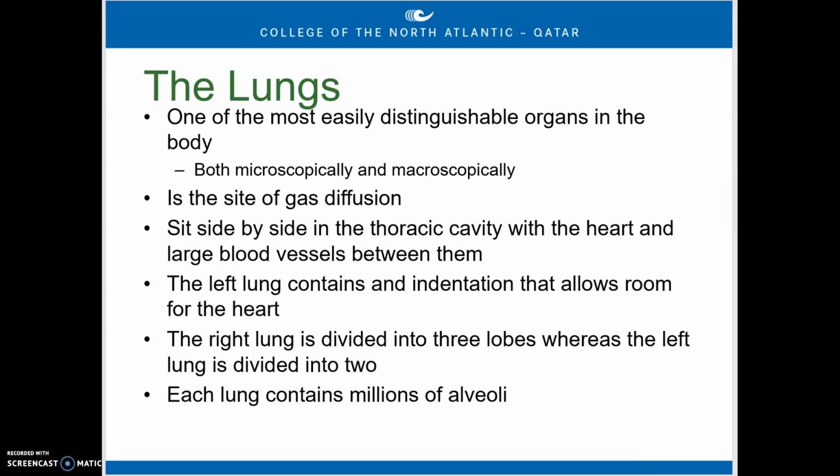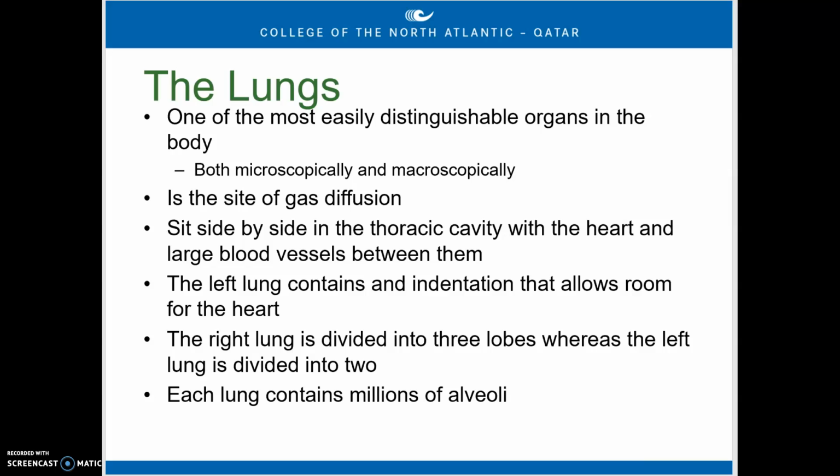Now, the lungs, of course, are probably one of the most easily distinguishable organs in our body when we look at them physically, but also if you look at them under a microscope. They're pretty easy to identify because they're basically empty spaces. So the lungs are, of course, the site of our diffusion of gas. They're found in the thoracic cavity. So in the thoracic cavity, you're going to have the lungs, left and right. You're going to have the heart, and then, of course, the major blood vessels, the aorta, and the inferior and superior vena cavas, pulmonary arteries, pulmonary veins. They're all going to be in that thoracic cavity together.